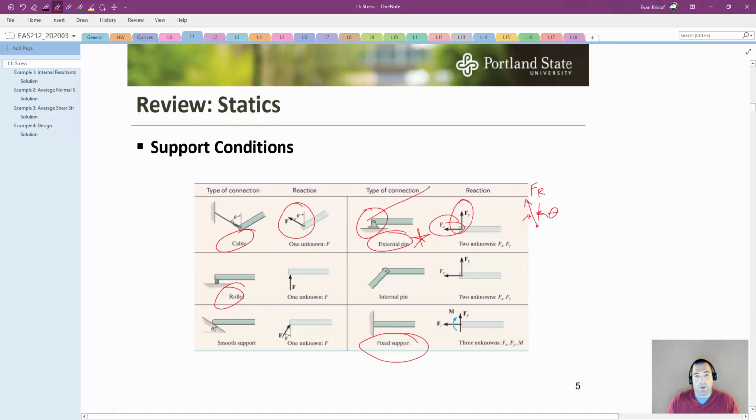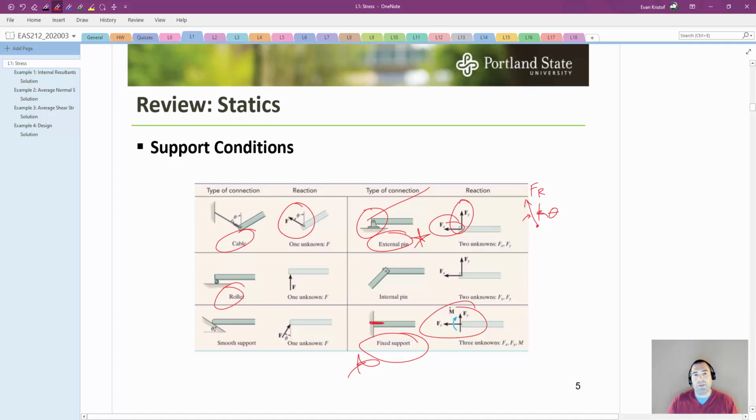Now, this beam is free to rotate about that pin, and therefore rotation is not prohibited, and therefore this support cannot apply a moment to the beam. Whereas with a fixed support in the bottom right-hand corner, a fixed support prevents the beam from moving up or down or left and right, and that's why it can have a vertical force and a horizontal force, but it's also not allowed to rotate about that point, and therefore we can induce a moment, or that support can apply a moment to the beam. And that's why we get three possible unknowns.